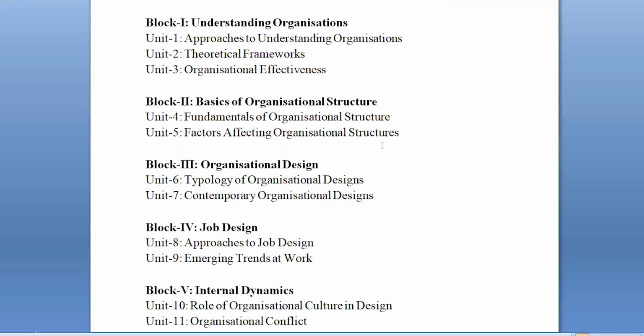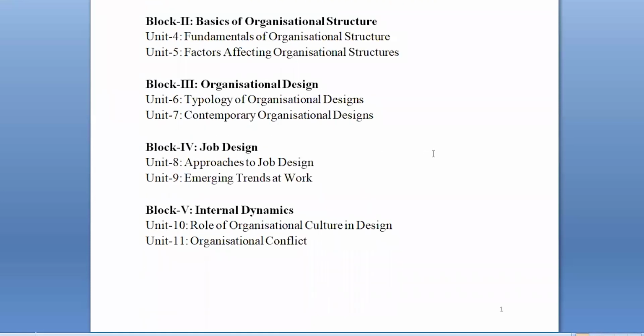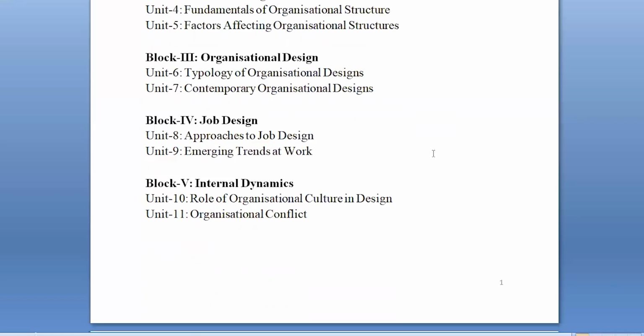And Block 5 is Internal Dynamics. Unit 10 is Role of Organizational Culture in Design. And Unit 11 is Organizational Conflict. And I have taken this current year's assignment in this subject, and I will read those questions that are in the assignments.